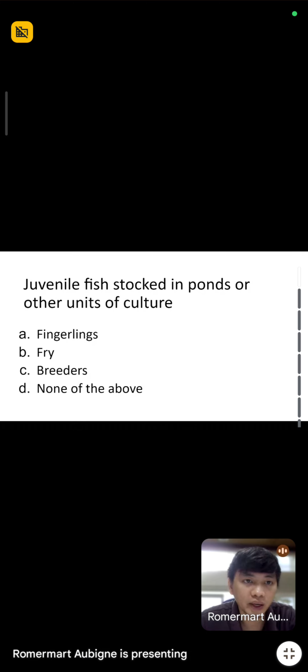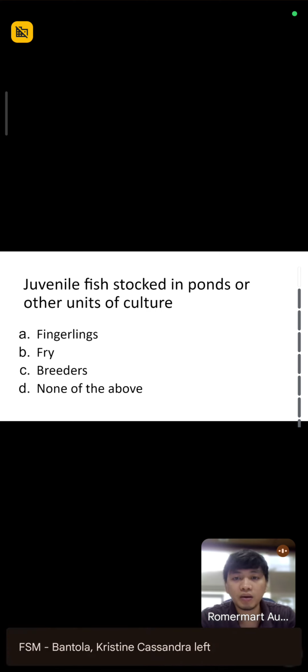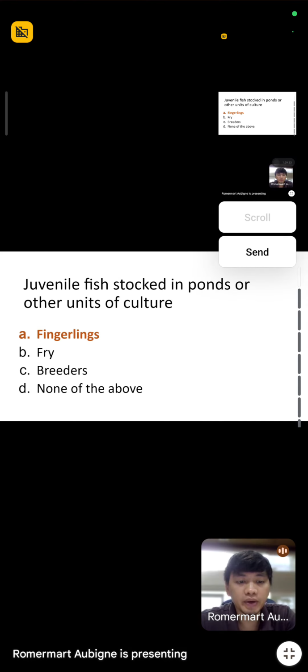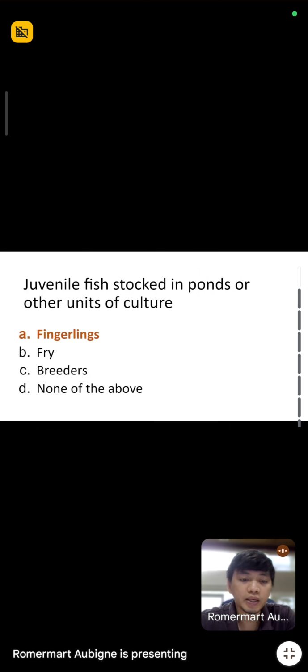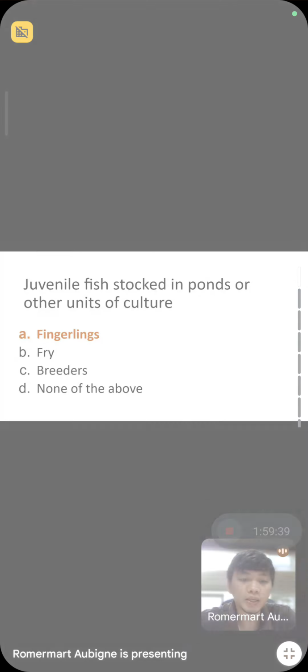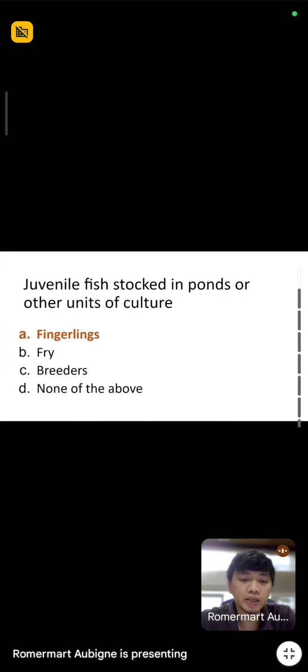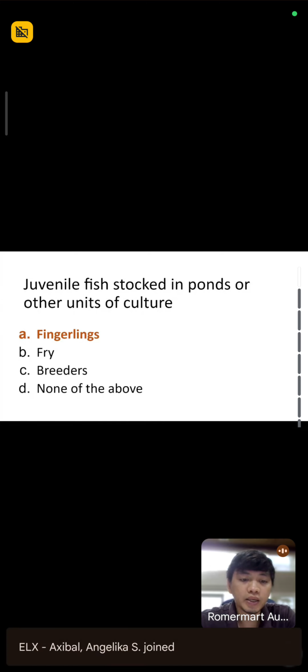Okay, the correct answer for this, the juvenile stock in ponds or other units of culture, is letter A, fingerlings. So the main stages of fish development are, nag-start po tayo ng egg stage. Next is the larval stage, third is the juvenile stage, and then the adult stage.